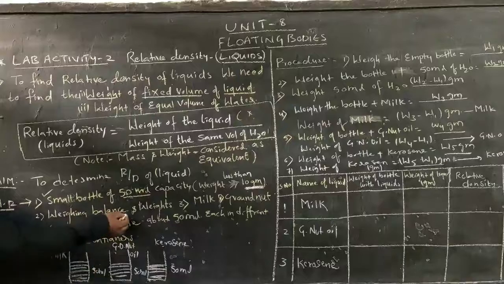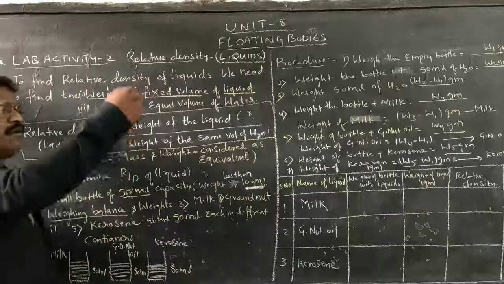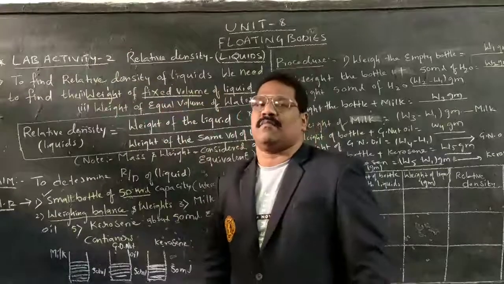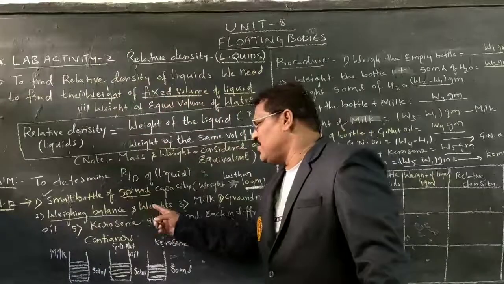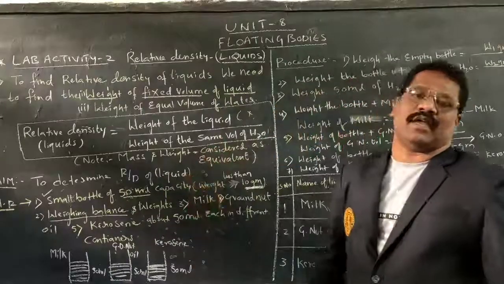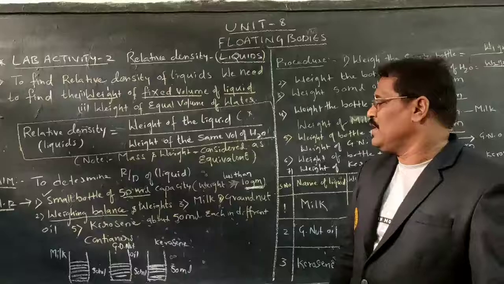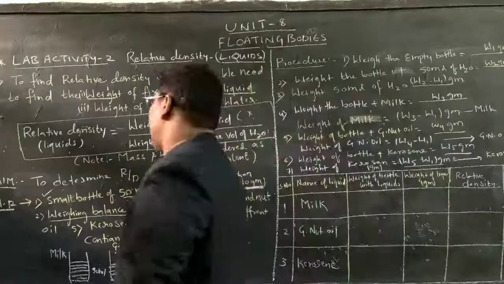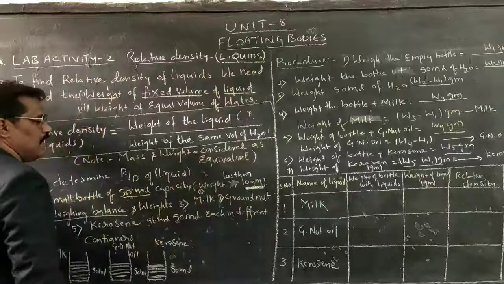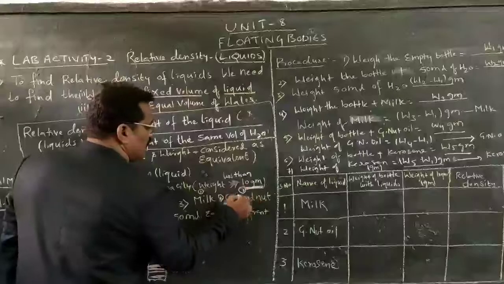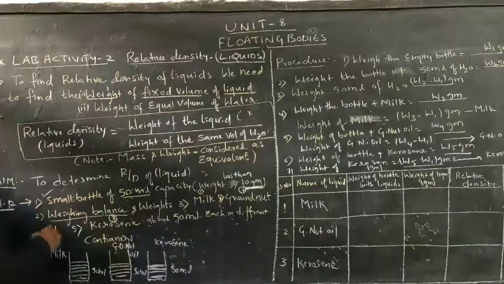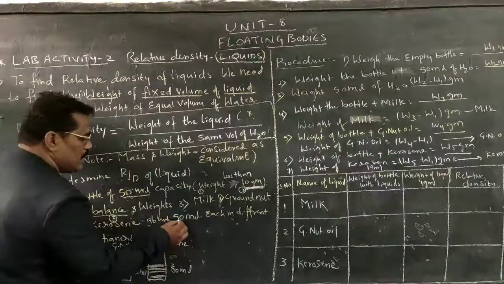Second point: we require a weighing balance, a common balance, or a digital balance, or a spring balance also we can take. A weighing balance with weights, or an electronic balance also we can take directly. And 3 different liquid substances we have taken. First one is milk. Second liquid is groundnut oil. Third liquid is kerosene.